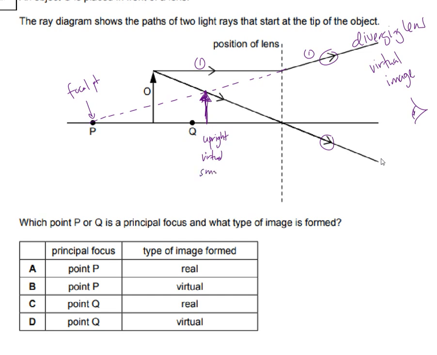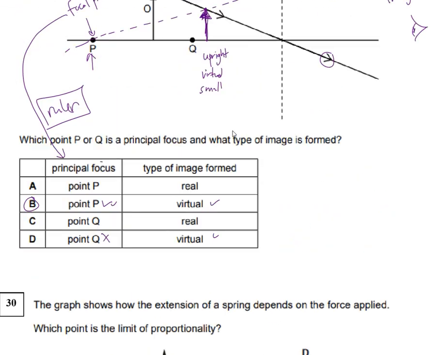Now, which one is the prime? Virtual image, we've got 1, 2. It can't be Q because Q is there, so therefore it has to be P. If you do this properly, you use a ruler, yeah? So when you extrapolate it, you will see that it goes to P. So the primary focus is going to be P in this case. That's why we need to draw it properly. Now you know how to draw it. If you got this wrong, make sure it's fixed up.